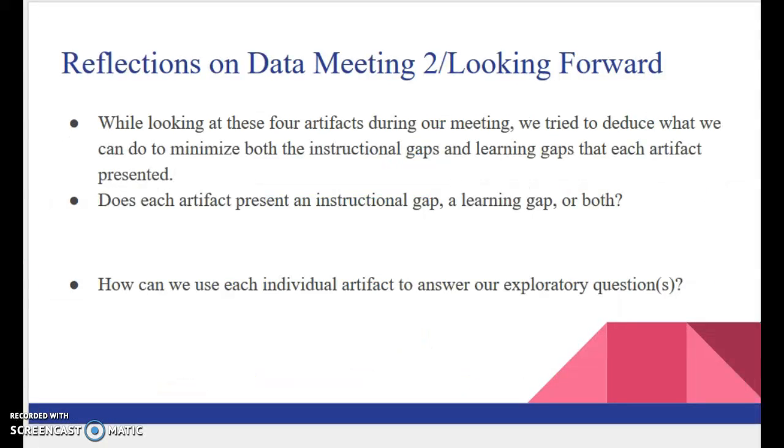So reflections on this meeting, meeting 2 and looking forward. While looking at these 4 artifacts during our meeting, we tried to deduce what we could do to minimize both the instructional gaps and the learning gaps that each artifact presented. So some of the questions are, does each artifact presented have an instructional gap, a learning gap, or both? And arguments can be made for those. And how can we use each individual artifact to answer our exploratory questions? So that was something that we discussed in our meeting.